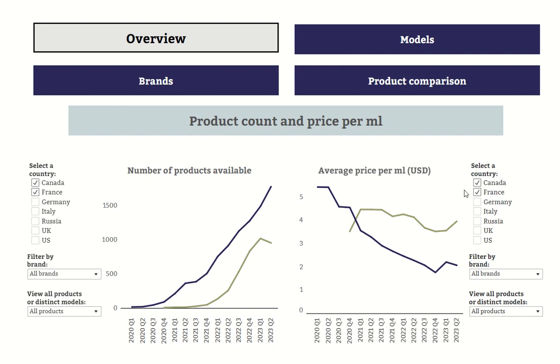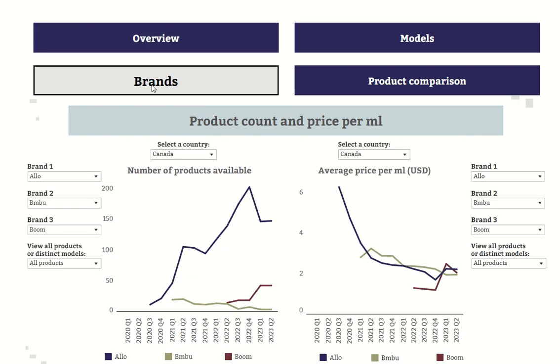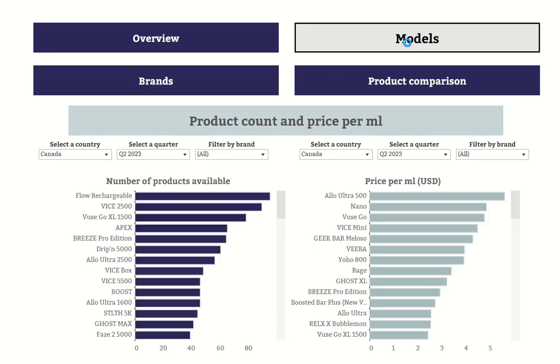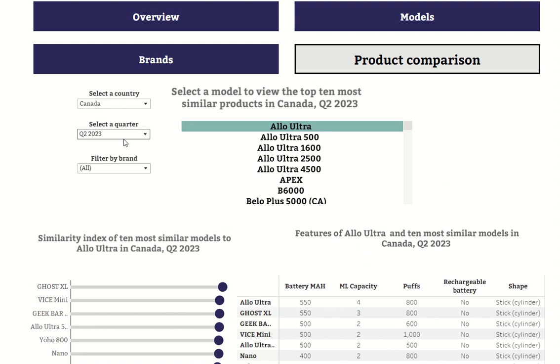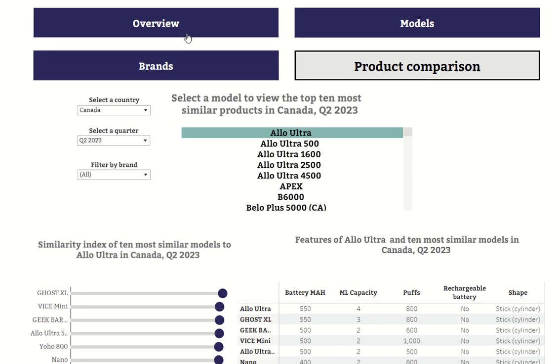To navigate between tabs, you simply press the buttons at the top of the dashboard. So the Brands tab compares brands-level data in a selected country. The Models tab goes at an even more granular level and compares data from specific models in a selected quarter and country. And lastly, the Product Comparison tab allows users to select a specific model in a country and quarter, and it finds the top 10 most similar models to the selected model and shows some differences in terms of these top 10 similar models.